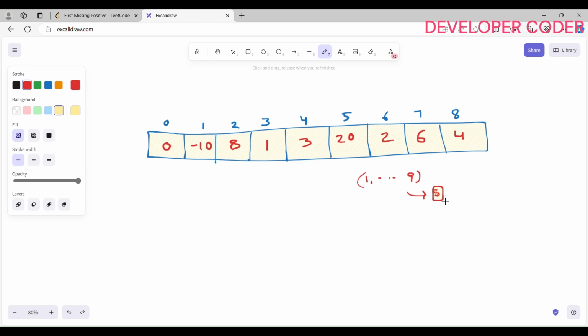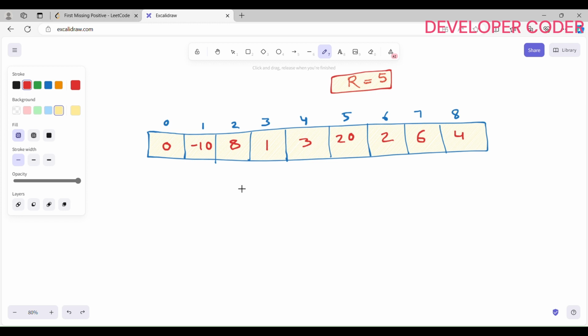Okay, so here let me write the result. Result is going to be 5. Okay, so this is what we know right now for this particular example. Okay, so now I am going to explain the approach that I am going to implement to solve this question.